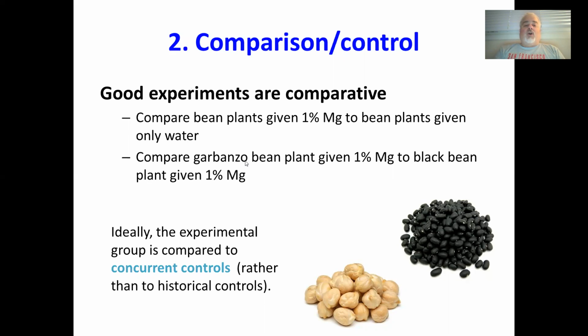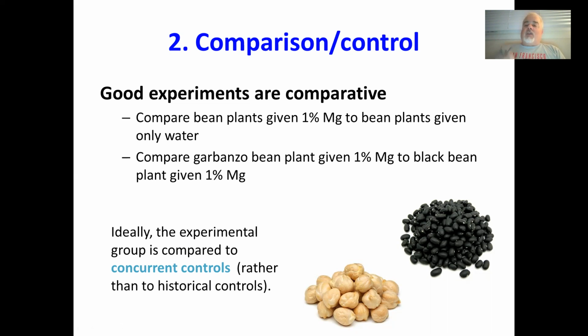So the comparison control, compare the bean plants given 1% magnesium to bean plants given only water. There's my control, my comparison. Compare garbanzo bean plants, chickpeas, with 1% magnesium to black bean plants given 1% magnesium. I could do that. And if I wanted to get a little fancier, I could do garbanzos and black beans with 1% and garbanzos with water, black beans with water. So now I got 4 different things to look at, a little more complicated. But essentially, you're running the experimental group concurrently or at the same time in the same experiment.